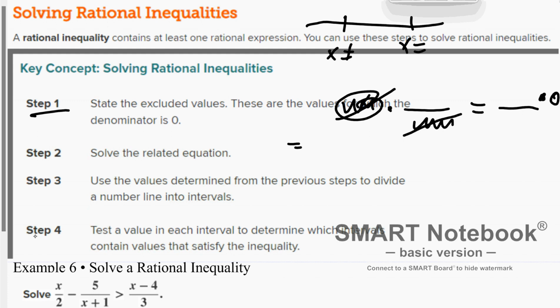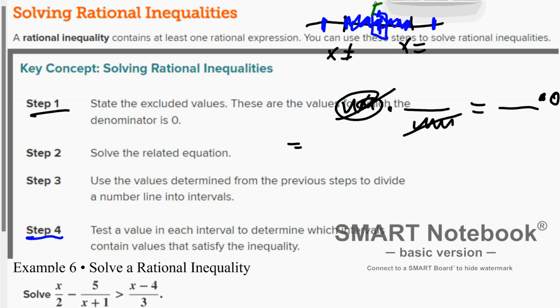And then you want to test the values. The last step is you just test the values. So usually you pick a number to the left of this, plug it in, see if it's a true statement, and then test a number in between and see if it's true, and then test a number on the outside and see if it's true. Now sometimes you can get away with just testing a number on the inside, because if it's true in here, that means it's true between these two values.